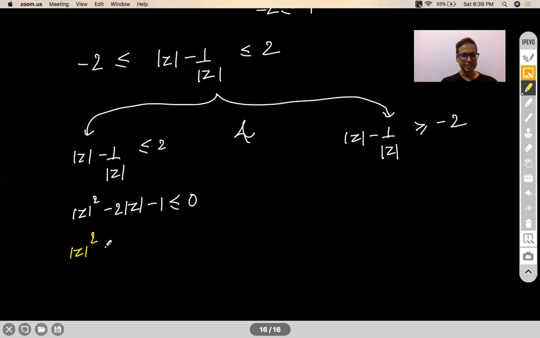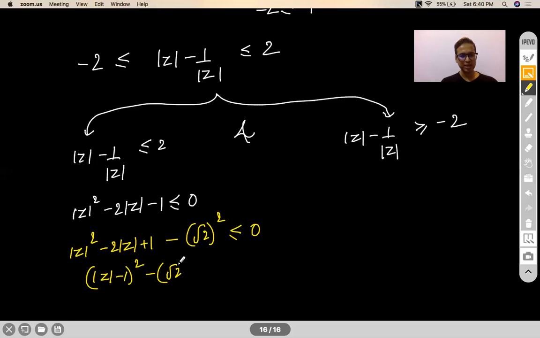This you can write as minus 2. 2 you can write as root 2 square. Okay. So basically I have written this minus root 2 square less than or equal to 0. So this we can factorize as mod z minus 1 minus root 2 and mod z minus 1 plus root 2 less than or equal to 0.